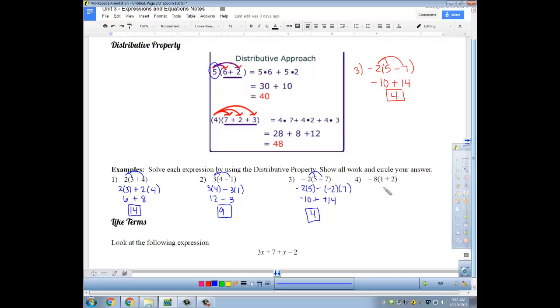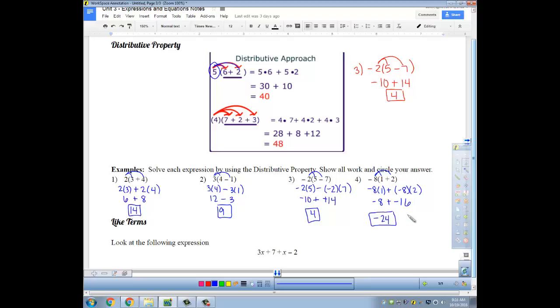Okay, back to number 4. We have negative 8 times 1, then plus negative 8 times 2. Negative 8 times 1 is negative 8, plus negative 8 times 2 is negative 16. Negative 8 plus negative 16, those are the same sign, so we're going to add and keep. 8 plus 16 is 24, and keep the negative, so negative 24.